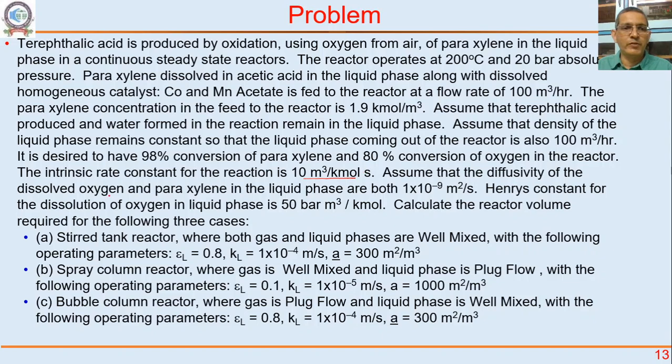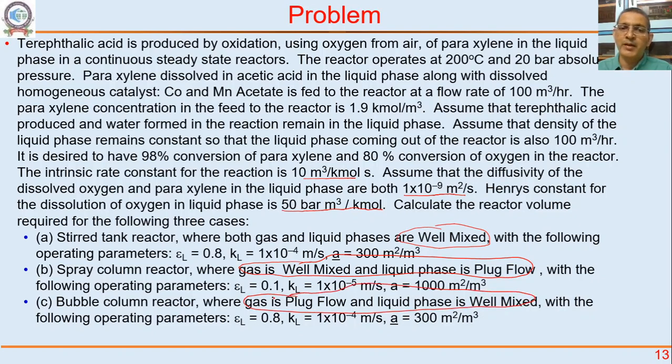Assume that the diffusivity of dissolved oxygen and paraxylene in the liquid phase both are 1 into 10 raised to minus 9 meter square per second. Henry's constant for dissolution of oxygen in the liquid phase is 50 bar per meter cube per kilomole. Calculate the reactor volume required for three cases. 1. Stirred tank reactor, where both gas and liquid phases are well mixed. Now you see how the flow pattern is coming into picture. 2. Spray column reactor, where gas is well mixed and liquid is plug flow. 3. Bubble column, where gas is plug flow and liquid is well mixed.